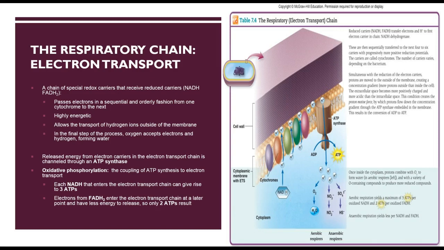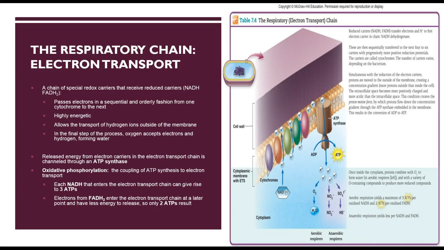These hydrogen ions that are carried by NADH and FADH2 are also moved across the membrane, and they enter that space between the cytoplasmic membrane and the cell wall. And in that space, as we accumulate hydrogen ions, we create a gradient where there's more hydrogen ions and more acidity on the outside of the membrane than there is on the inside in the cytoplasm.